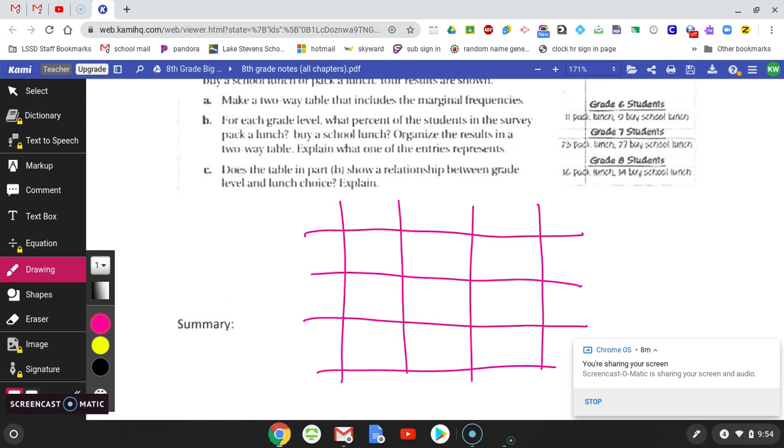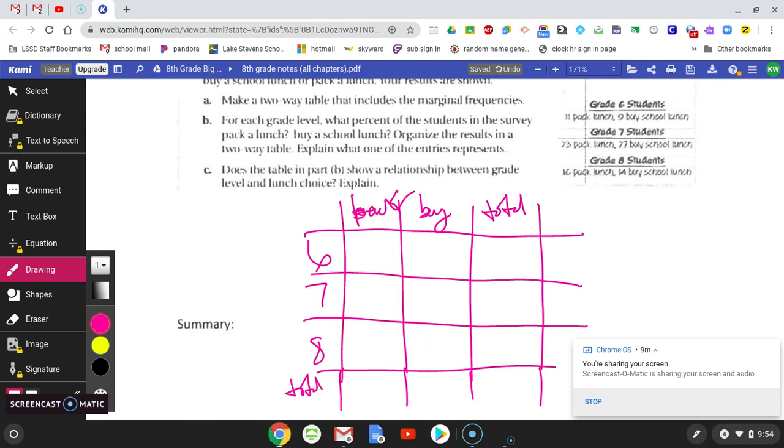All right. So we've got 6th graders, 7th graders, and 8th graders, and we can have our totals. And then we've got ones that buy. Let's see, pack, we'll do pack first. That's listed first. And buy would be the second, and then total would go here. Okay, so I'm going to let you fill in each of these spots. Once you have them filled in, pause. After you pause the video, come back and check and see how you did.